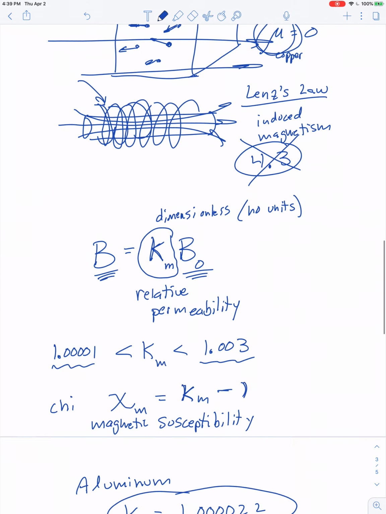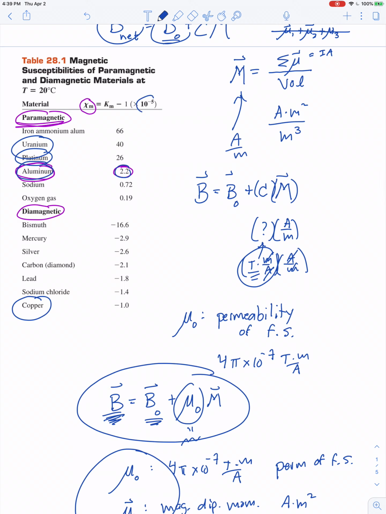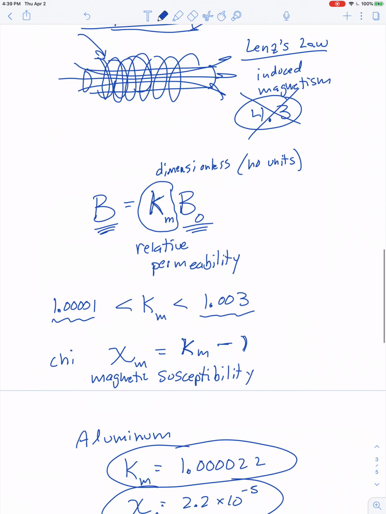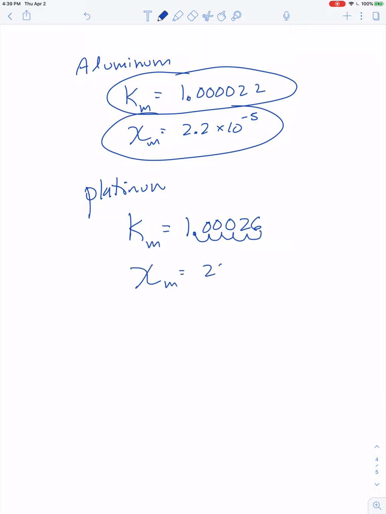All right, so if we look back in the table, do we have that right? Yeah, aluminum has 2.2 times 10 to the negative fifth. Platinum, on the other hand, has a susceptibility of 26. So that means for platinum, its relative permeability is equal to 1.00026. So if we go 1, 2, 3, 4, 5 places over, that's why we say its susceptibility is equal to 26 times 10 to the negative fifth.